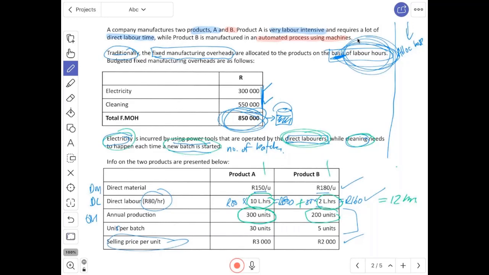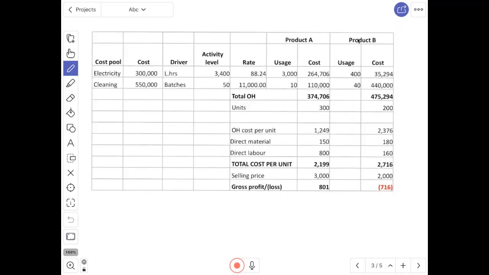Now, my way, I always do it. It's just because I practiced it a lot, it became quicker and quicker and quicker. But it's easy to understand, it's easy to see what I did, and it's easy to mark. I always draw this table. So forget about this bottom bit for now. That's the direct cost and the selling price.